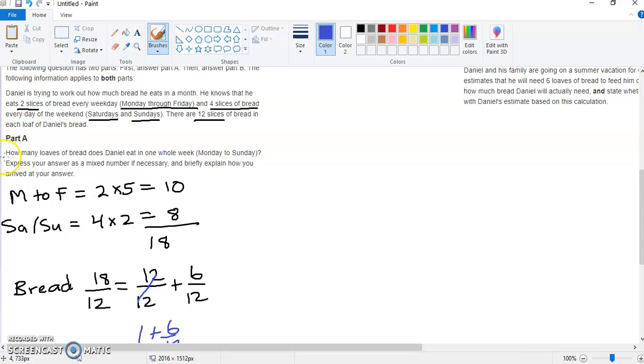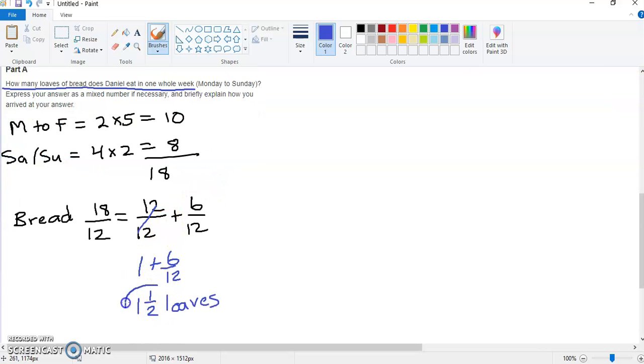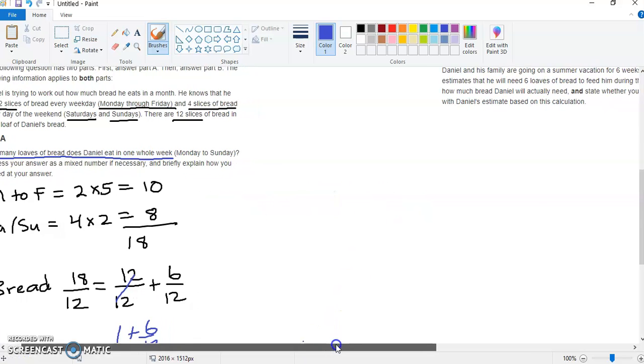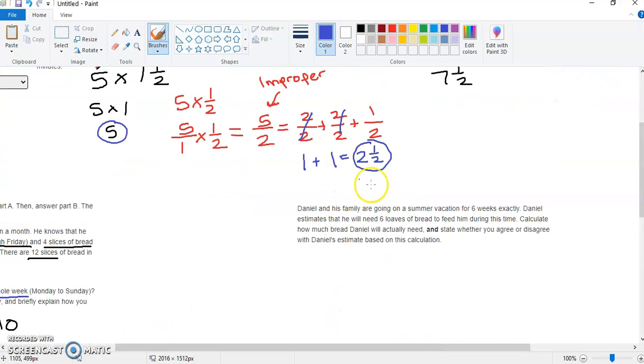So they want to know how many loaves of bread Daniel eats in 1 whole week. So he'll eat 1.5. Then it says that Daniel and his family are going on vacation for 6 weeks. Daniel thinks to himself, he only needs 6 loaves of bread. The problem is, I think he might need a little more because he eats 1.5 loaves every week.